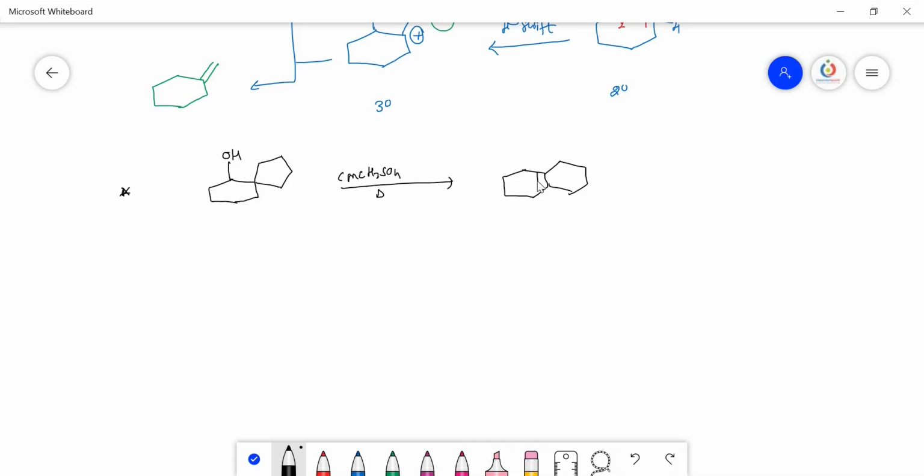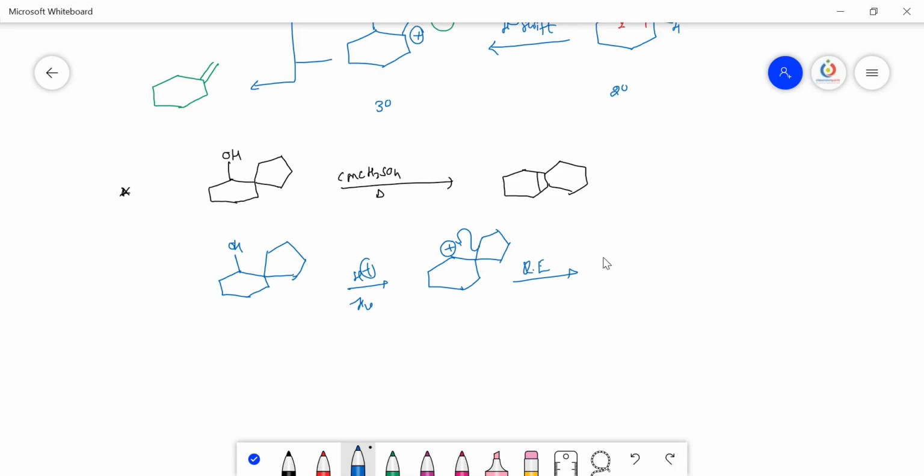This is the product. This is the only major product. So how this product is formed means again mechanism. So here I'll write the mechanism fast. So here OH, H plus. So directly I am writing the loss of H plus and H2O also. So carbocation. Now the ring is expanded here. RE, ring expansion.